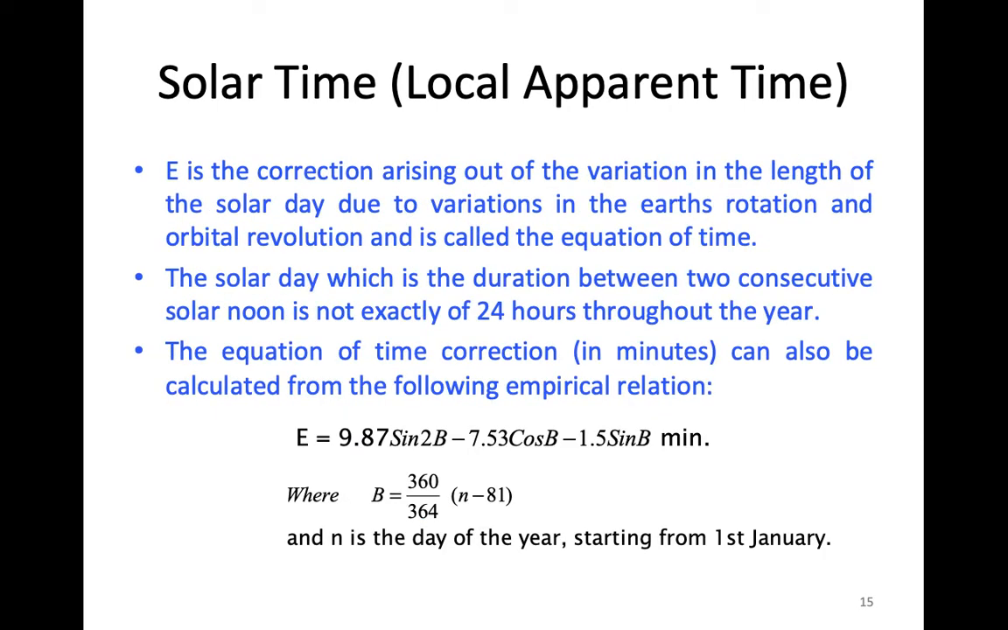The E in this equation is the correction arising out of the variation in the length of the solar day due to variation in Earth's rotation and orbital revolution and is called equation of time. The solar day, which is the duration between two consecutive solar noon, is not exactly of 24 hours throughout the year. The equation of time correction in minutes can also be calculated from the equation given below.